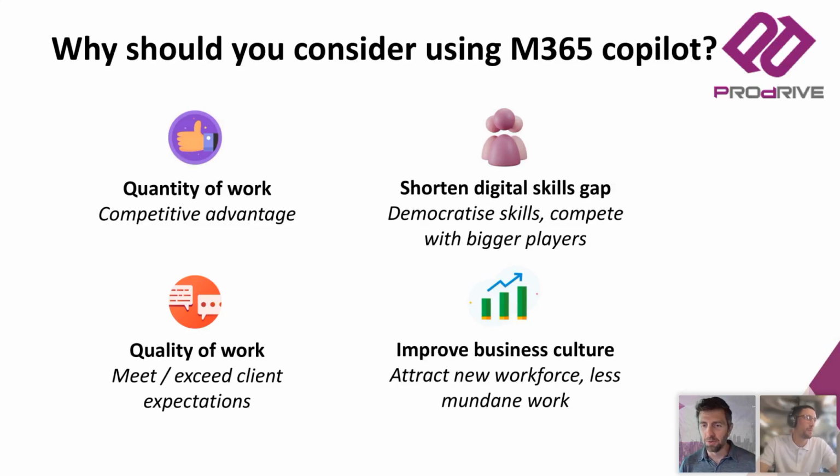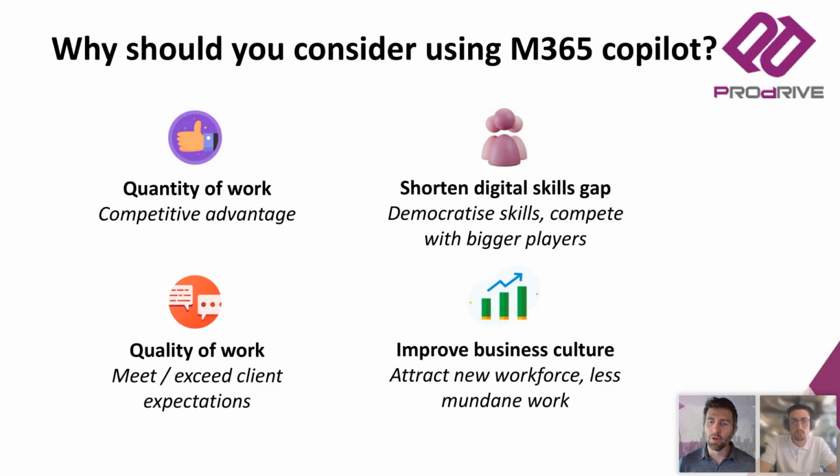Shortening the digital skills gap. It gives staff access to capabilities that they are unlikely to have had before, or unlikely to have the knowledge to have. A good example is that, and we might cover this later, you can use Copilot to build complex Excel formulas that people might not otherwise know or that would take a long time to look up, that kind of thing. It can also help empower SMEs to compete with bigger players. Using some of that AI technology can allow you to do things you might not have been able to do before.